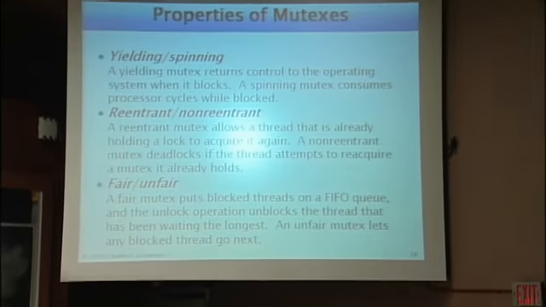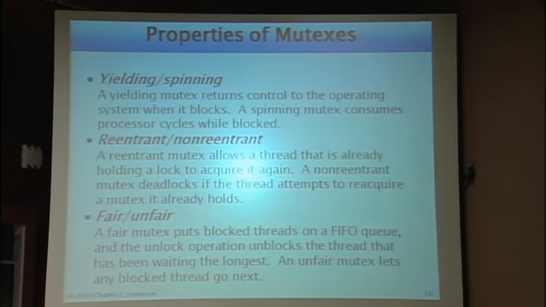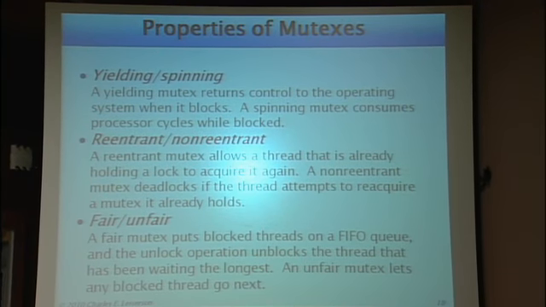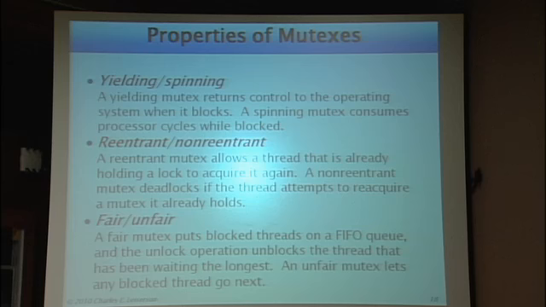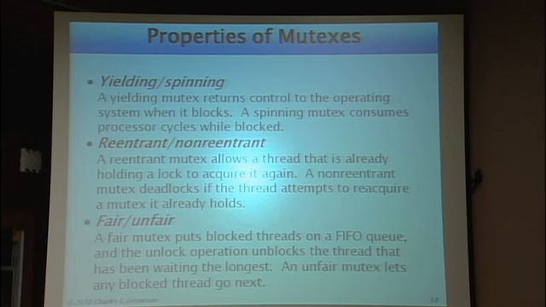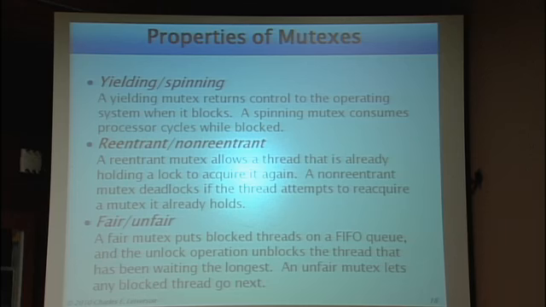The third property is whether the lock is fair or unfair. A fair mutex puts blocked threads essentially into a FIFO queue, and the unlock operation unblocks the thread that has been waiting the longest. So if you try to acquire a lock, you don't have some other thread coming in and getting ahead of you. It puts you in a queue.